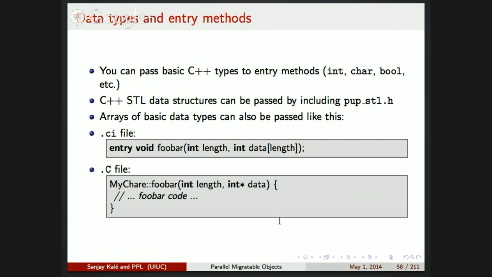So in the CI file, if for this method here, foobar, we want to pass some array of data, we first pass an int saying how much data there is, and then the array of data itself. And then in the C file, the actual entry method would look like this. So it has a length, and then it has a pointer to some data. Just so we guarantee that when we're sending, we know how much data to actually send across the wire, we need this extra length parameter. And then when it arrives in our remote char, you also have the length of the data itself.